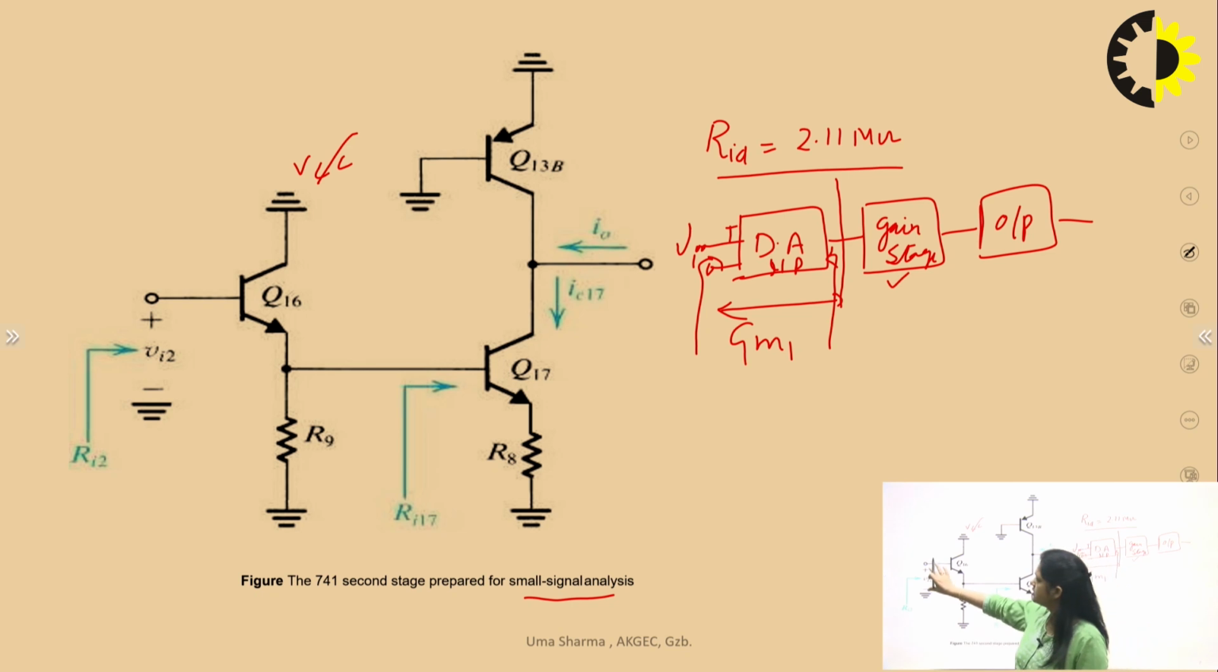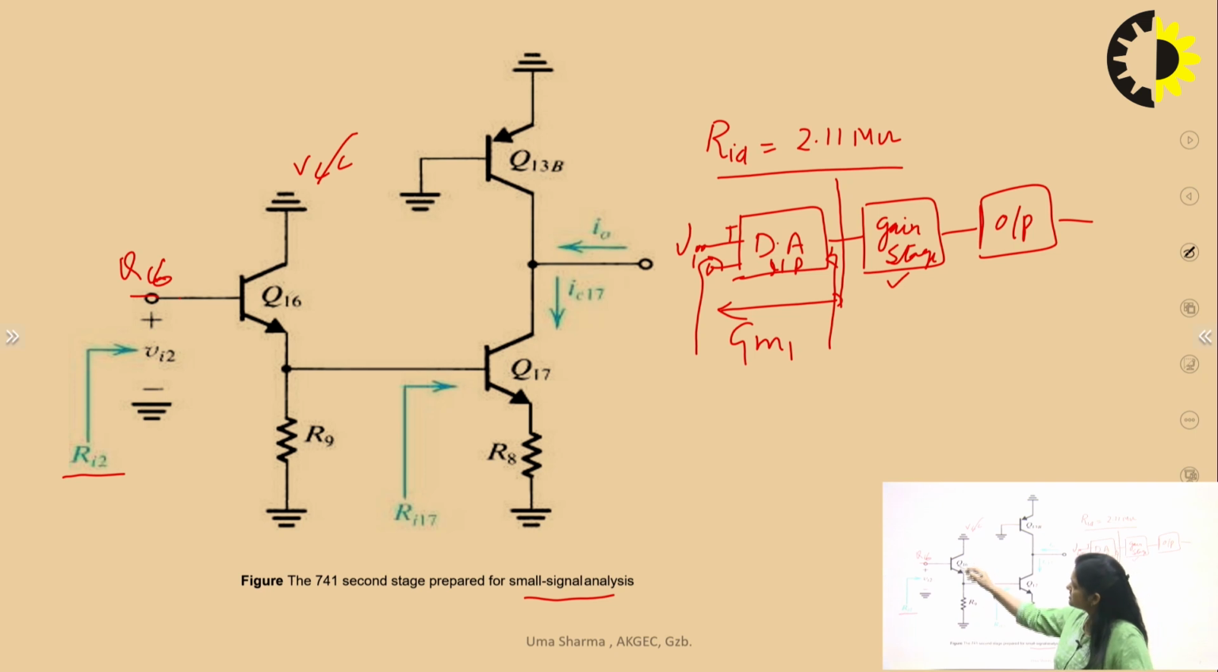Now the input is applied at the base of Q16 and this node is connected with Q6 transistor of input stage, which is the output transistor of input stage. Here the input impedance can be defined at the base of Q16, so this is represented as Ri2, input impedance of second stage.